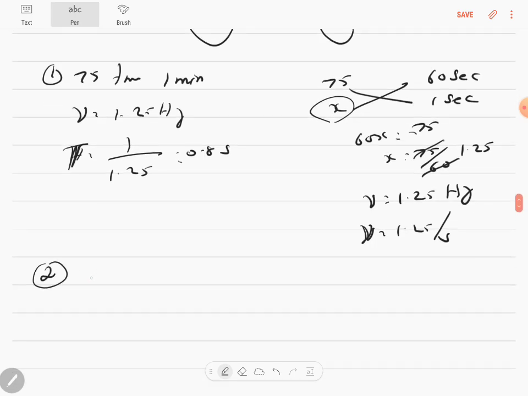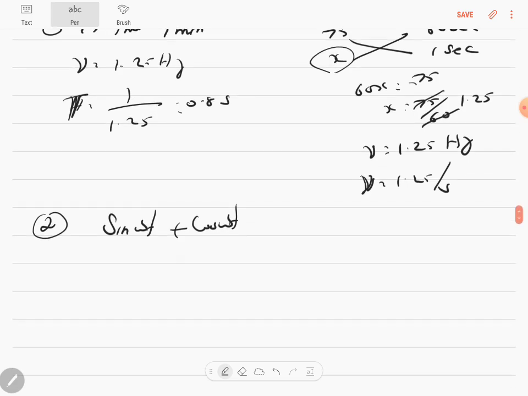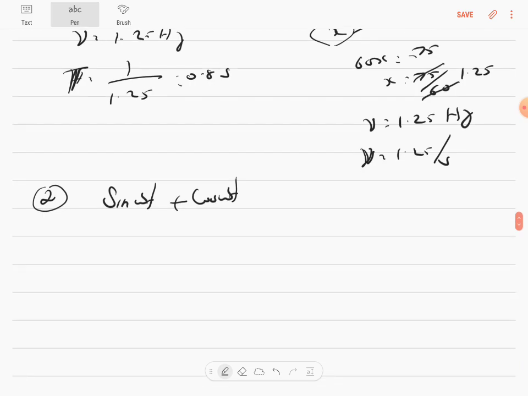The second sum is a sine omega t plus a cos omega t. Is this periodic? If they ask you if this is periodic, this will definitely be harmonic. Yes, because any sine functions and cos functions will always be harmonic. But they want us to prove that it is periodic. They have not asked harmonic, just periodic. So then you should remember this, where I have to multiply and divide by root 2. So when you have something like this, you have to multiply and divide by root 2.